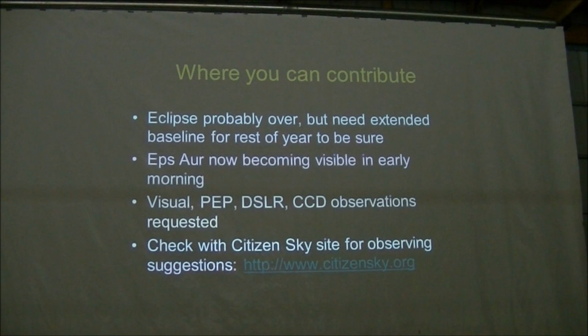So if you can think about observing the star, go over to the Citizen Sky website and sign up and start taking some data and contributing to the project. Epsilon Aurigae is just coming around the sun. It's usually July is the month that everything goes away. And now you can start seeing it in the early morning hours from our location. Like I said, any of the types of observations that you can make will be valuable and useful.